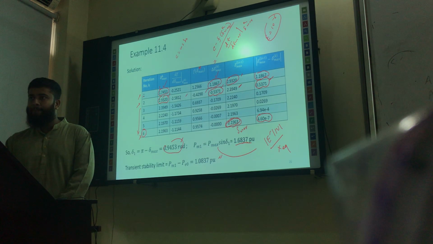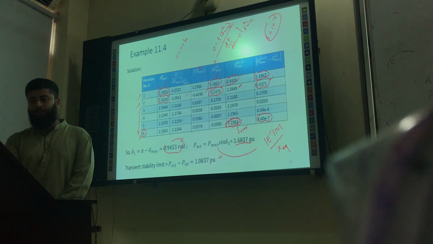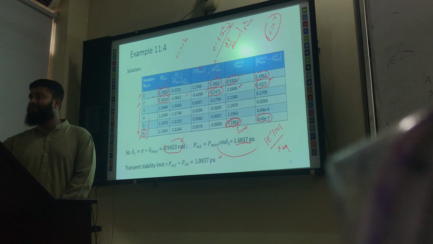So if you do the hand calculation for all of the six iterations, then there is no need to prepare this table because you have already done it. So that's not a big deal.